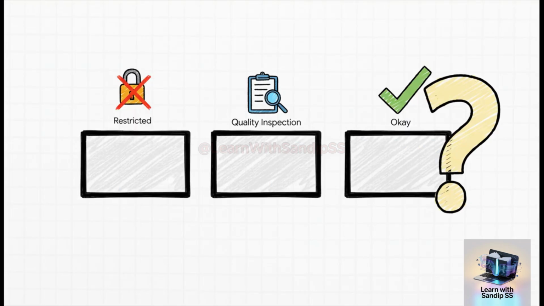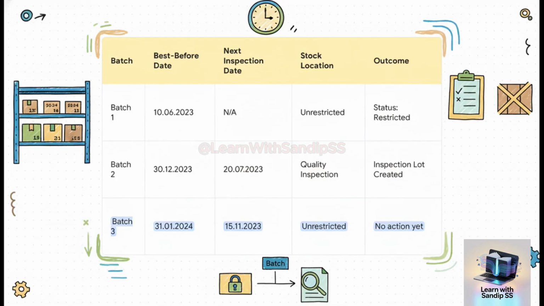Now, the report runs. It looks at all 3 batches, but when it gets to batch 3, nothing. It's completely left alone. The system checks it out and decides to do absolutely nothing, for now anyway. So, what's up with that? Well, here's the deal. Both its best before date and its next inspection date are still way out in the future. They're outside of what you could call the system's action window, so it gets a pass for today. The system isn't ignoring it, it's just going to check it again the next time this report runs.